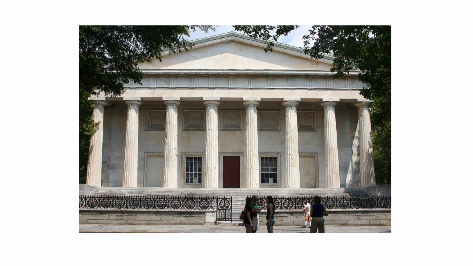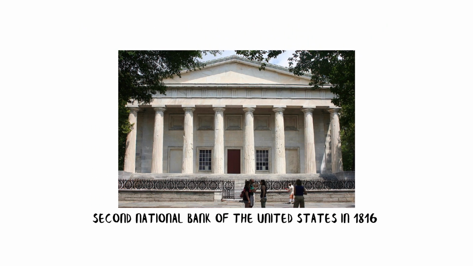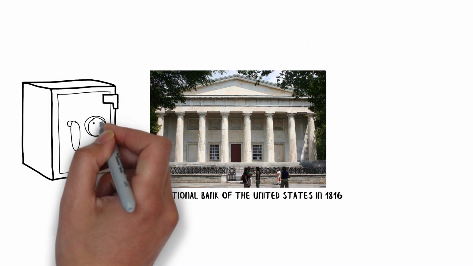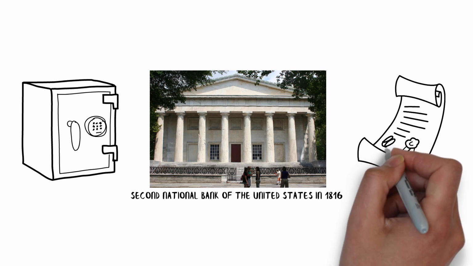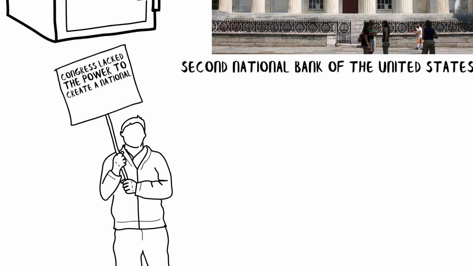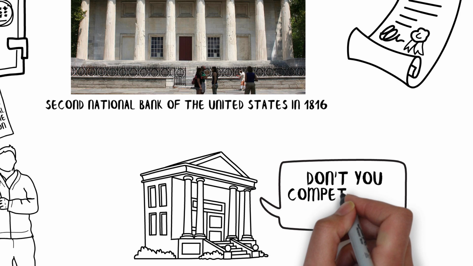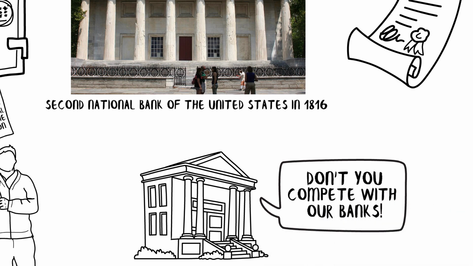The scope of the Necessary and Proper Clause was put to the test when Congress established the Second National Bank of the United States in 1816. The National Bank served to hold deposits of the federal government and issue public debt. Some argued that Congress lacked the power to create a national bank under the Constitution, and states did not want the national bank operating in their state in competition with state banks.